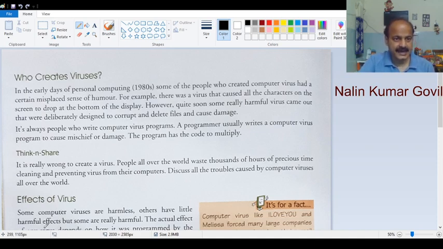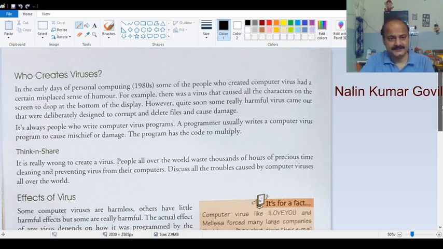After that, it is always people who write computer virus programs. A programmer usually writes a computer virus program to cause mischief or damage. The program has code to multiply. Actually, these programs multiply themselves, meaning they make copies and occupy the space in your hard disk.